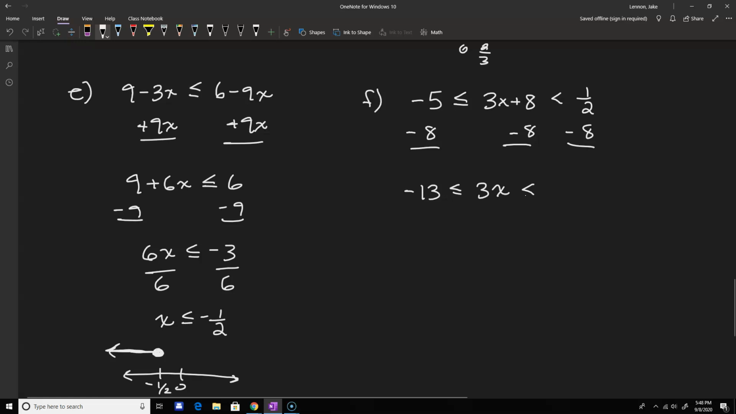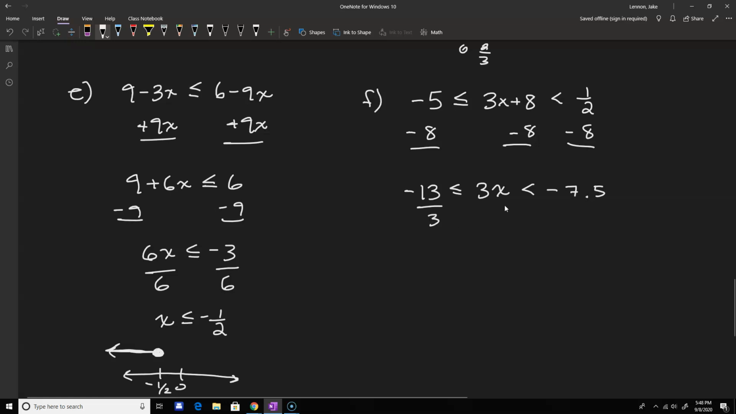I don't know, maybe it's easier to work with fractions here, maybe not. We could say minus 8.5, which would be minus 17/2, or we could just go with a decimal. This would be minus 7.5. You could do it either way.